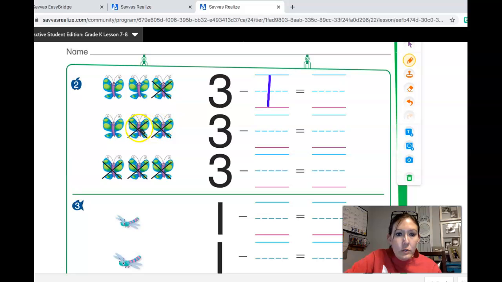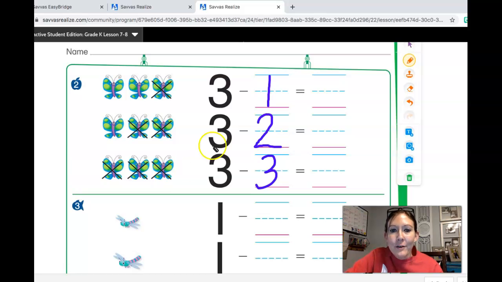Now it's 2 being taken away. Write the 2. 3 butterflies. Yep. Minus 2 with 2 taken away. What number do you think will go here? 1, 2. Is it 3? Let's double check. Are there 3 butterflies being taken away? There are 3 butterflies and 3 are being taken away.